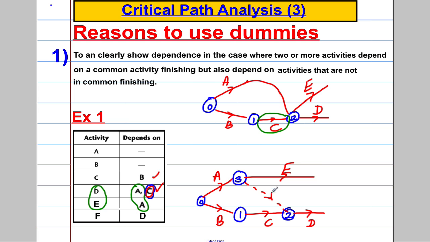And you must show the arrow. The arrow is important. What that shows is that D depends via the dummy on A, okay, and D depends on C as well. But E only depends on A. Okay, and if we were to finish this off, E depends on F depends on D having finished, so we can complete this by calling that number 4.